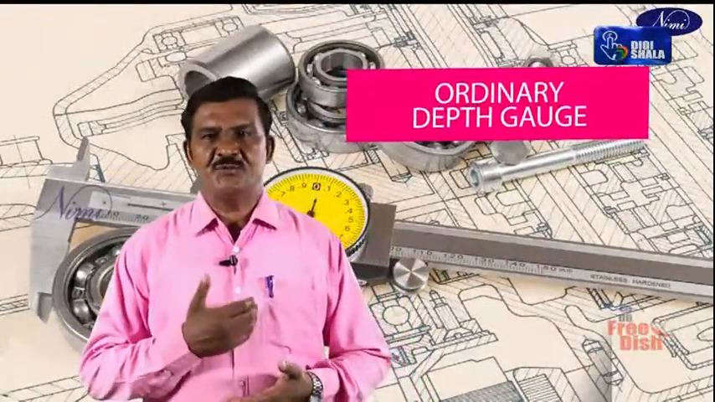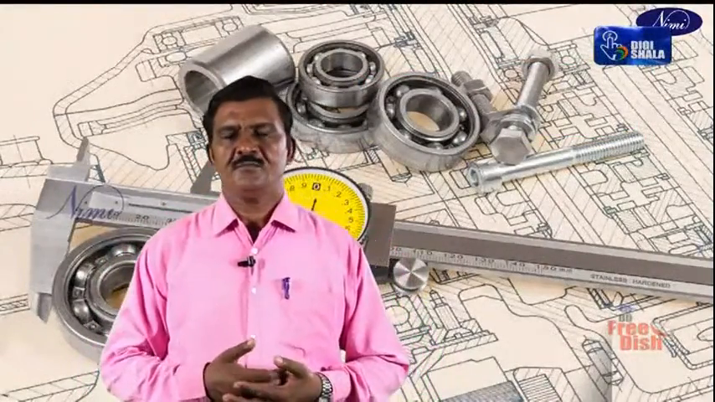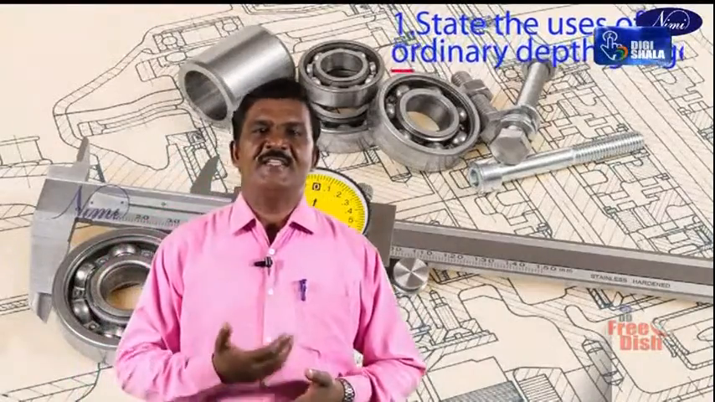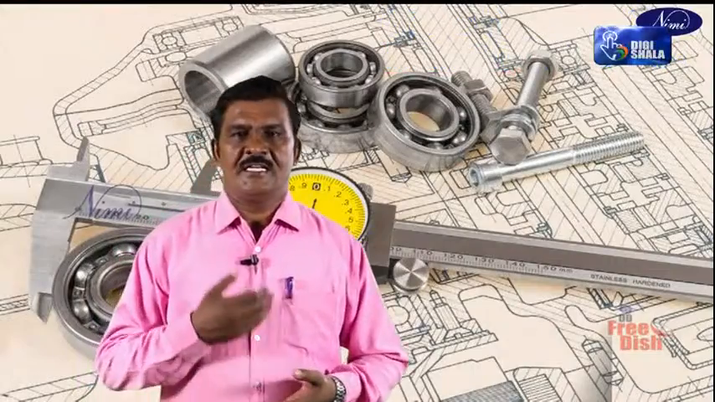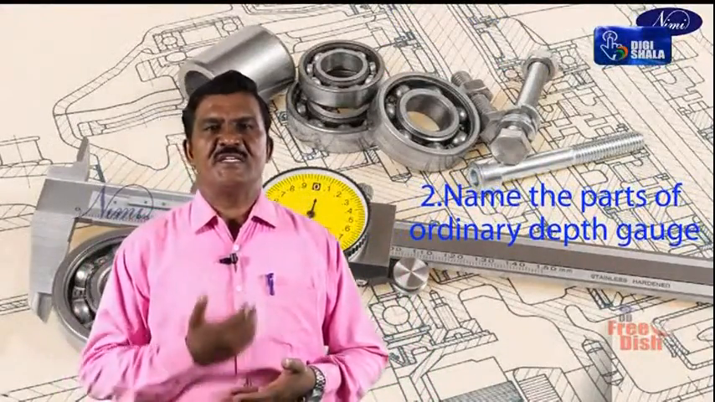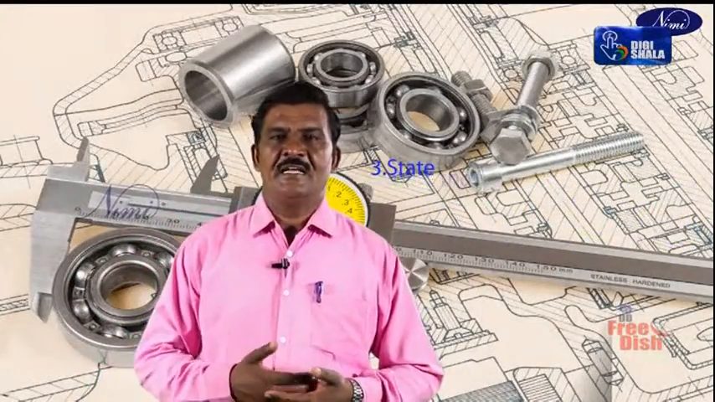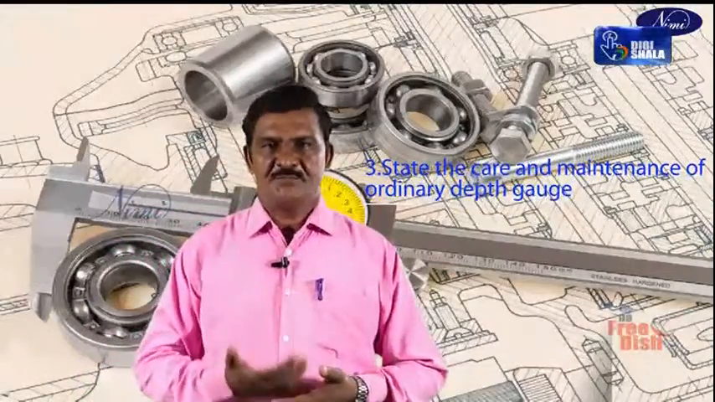Today we are going to discuss the ordinary depth gauge. First we will see the objectives. Number 1. State the uses of ordinary depth gauge. Number 2. Name the parts of ordinary depth gauge. Number 3. State the care and maintenance of ordinary depth gauge.